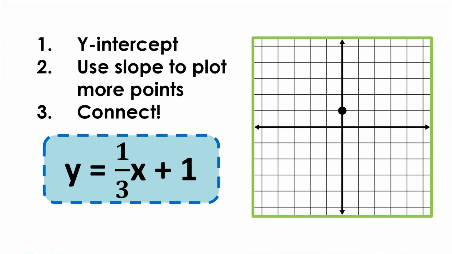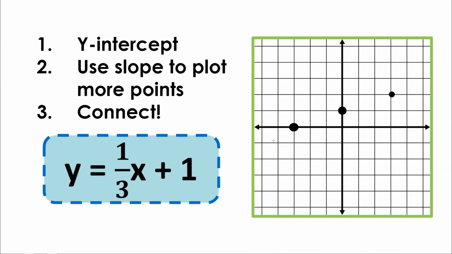Step number 2, use the slope to plot more points. So our slope is 1 over 3. That means up 1, right 3. So from the point that we just graphed, we're going up 1, right 3. It goes off, but I want more points. So instead of going up and right, I can go down and left, because that keeps it on that line there. So down 1, left 1, 2, 3.